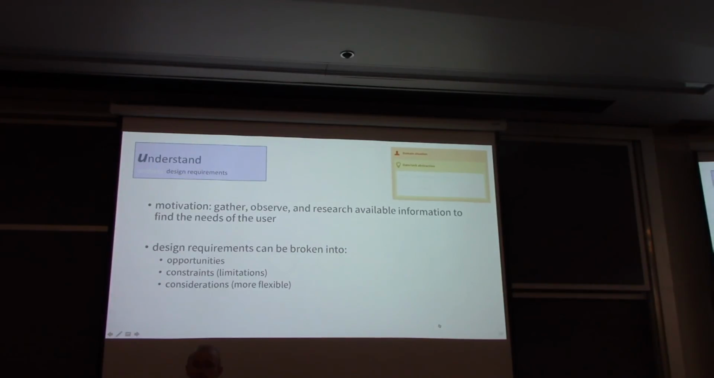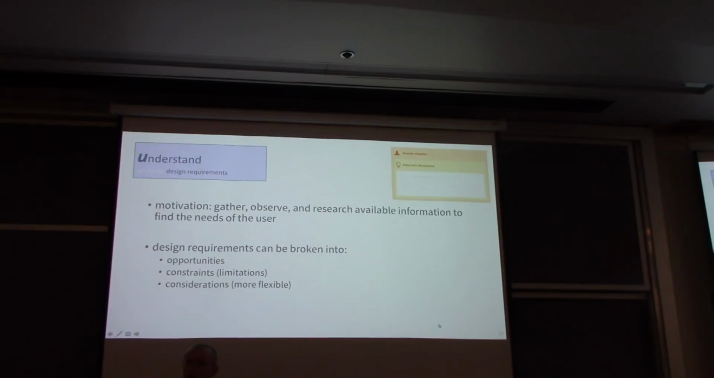And so for each activity, we've identified a motivation to try and help you figure out where you are in the framework. The motivation can help with that. And so the motivation when you're in the first understand activity is to gather, observe, and research available information to find the needs of the user. And this is what it's about. It's about the user, trying to see who's trying to use this data, why are they trying to use it.